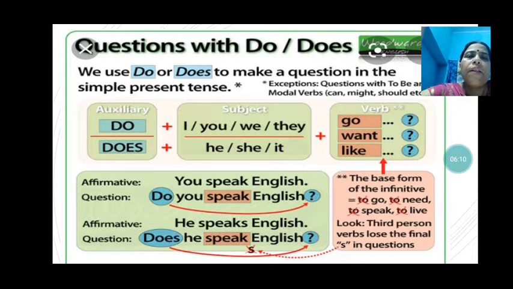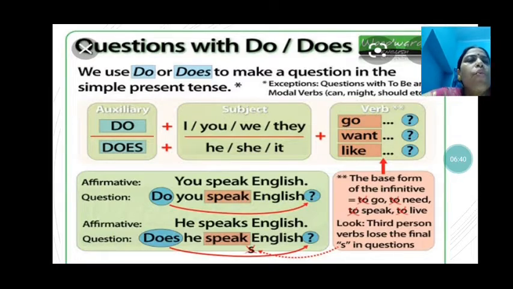Then with he, she, it as a subject, we use does when we ask the question. Like do I go, do you go, do we go, do they go. And whatever the object will be, do you go to market, or do I go to market, do we go, do they go. Then with does we will use he, she, it when asking the question. Does he like, does she like, does it like.